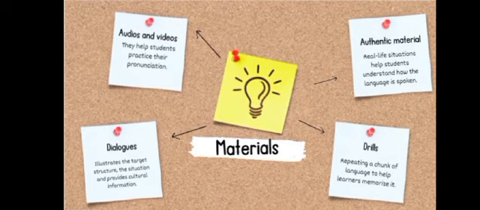Materials. For this method, we are going to use audios and videos that help students practice the pronunciation. Authentic material: the real life situations help students understand how the language is spoken. The dialogues illustrate the target structure, the situation, and provide cultural information. And drills, repeating a chunk of language to help learners memorize it. As you may notice, we don't do a lot of writing. We don't care a lot about grammar, and instead focus mainly on listening and speaking.